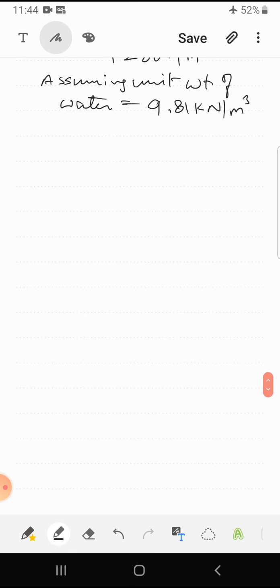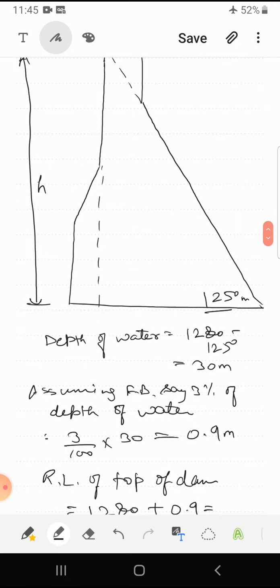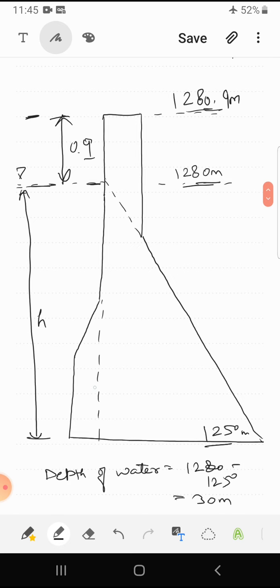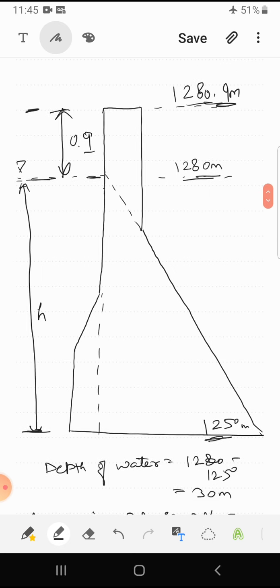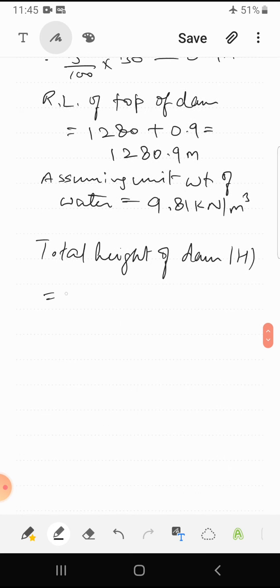Now total height of dam, that is capital H, total height of dam from this point to this point. So it will be 1280.9 minus 1250, or you can add h plus 0.9 also, equals 1280.9 minus 1250. So now it is 30.9 meters.